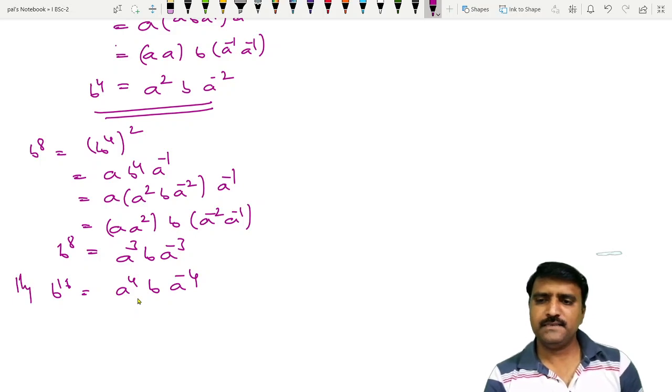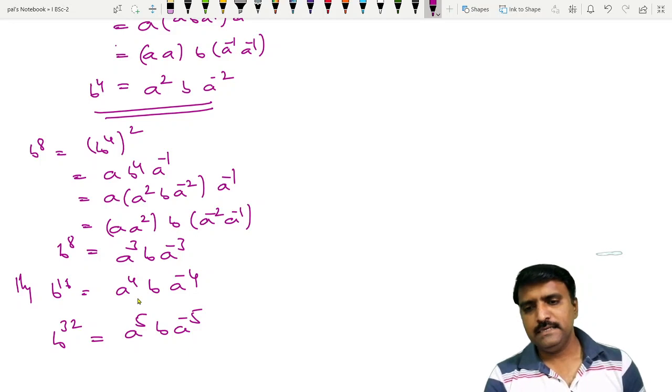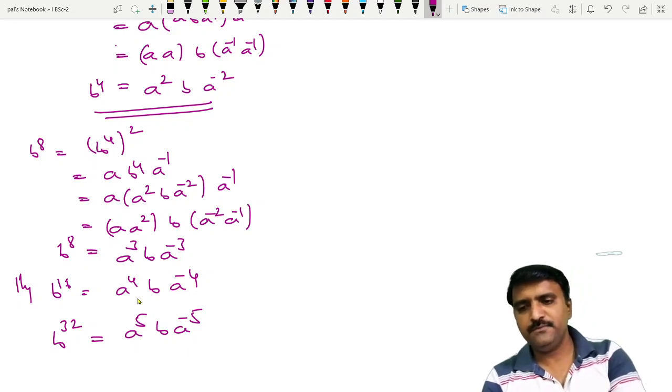So just write similarly. Again raise its power to 2, then b to the power of 32 is equal to a to the power of 5 b into a to the power of minus 5. Okay, so this is b to the power of 32.